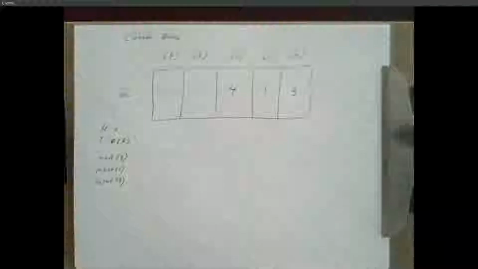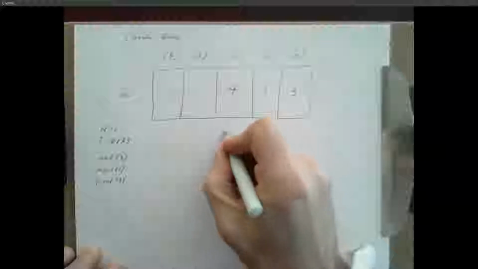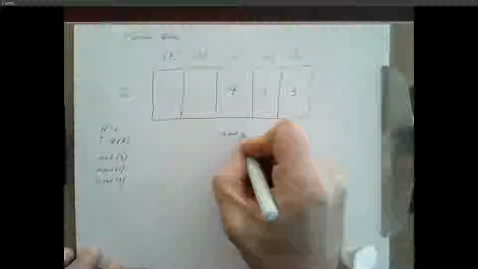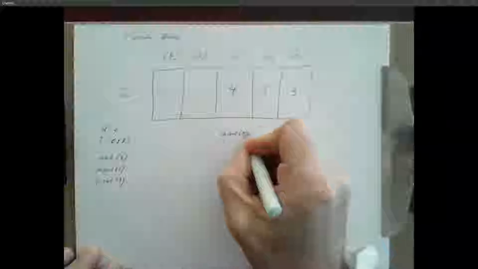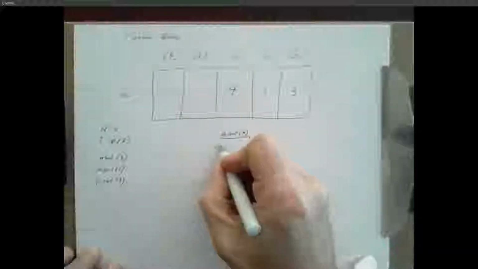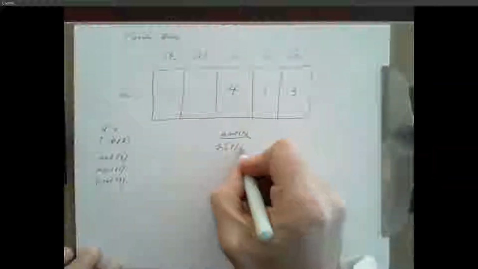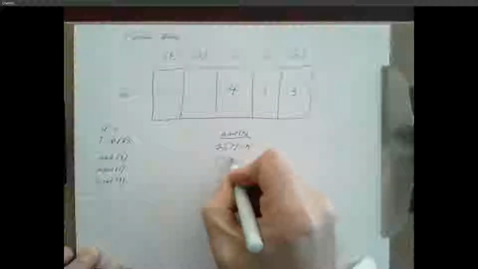So we've got 3 examples of insert. That's enough for us to write some pseudocode. So insert the number n, q bracket tail equals n, tail equals tail plus 1.